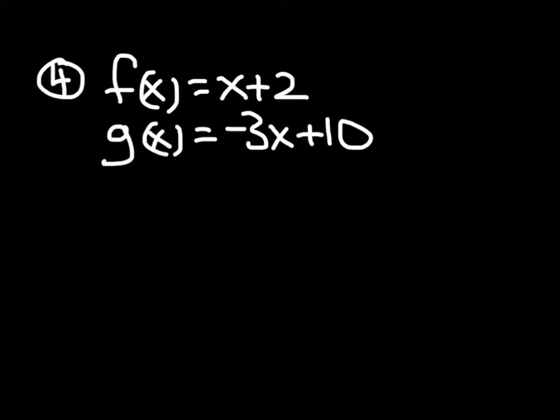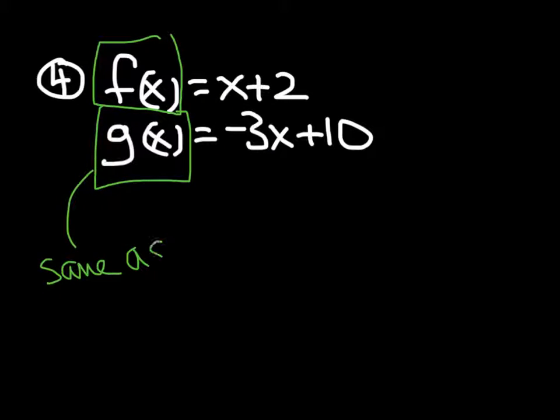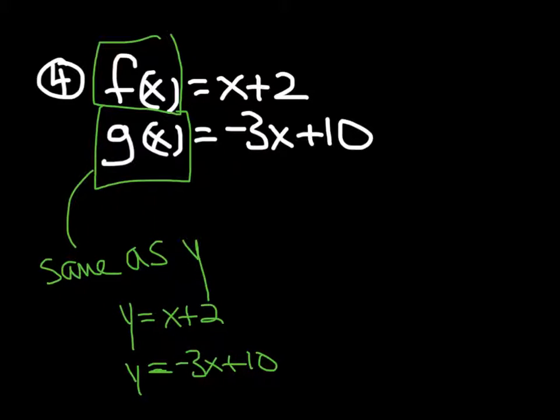Probably the most important thing that you'll need to know here is just that f of x and g of x are just names of functions, but basically they're the same as y. They're an output, just the same as y as an output. So we could write these as y equals x plus 2 and y equals negative 3x plus 10, which makes our job fairly simple because we don't have to do any work to get y by itself.